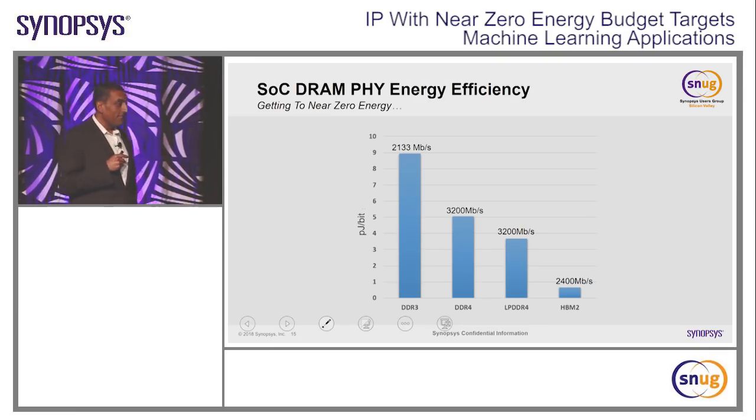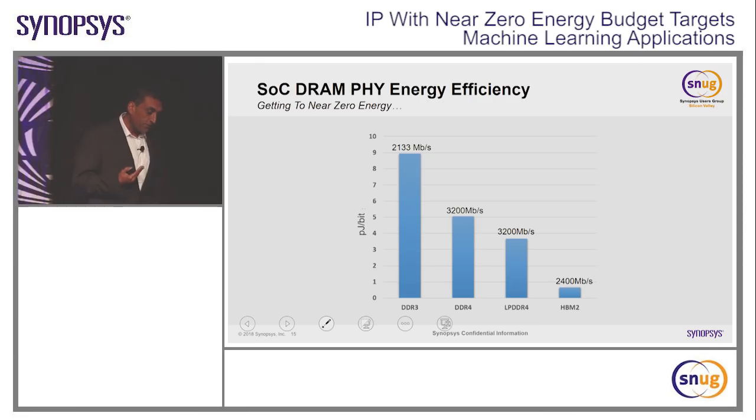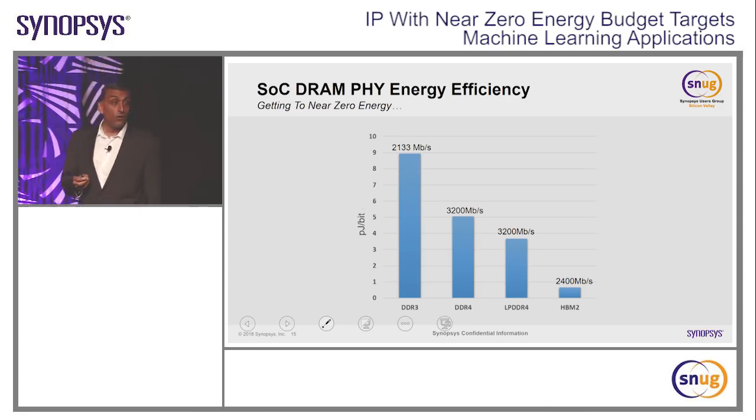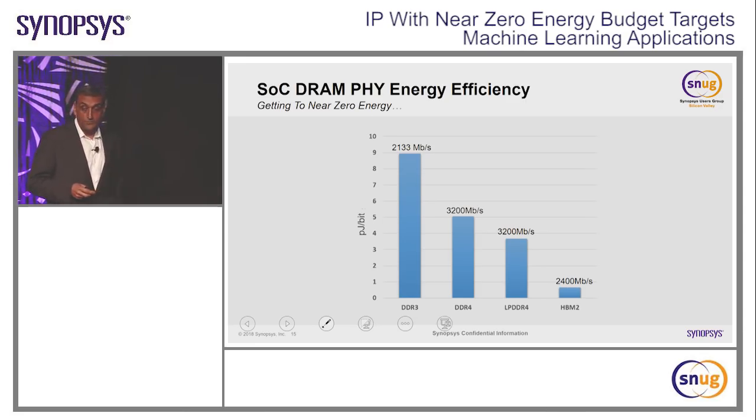So let's compare this in terms of the goal, which is near zero energy. Okay? So this is a very interesting comparison of the SoC DRAM PHY energy efficiency between DDR generations and HBM. Just to give you a bit of background, the energy efficiency of the SDRAM is the energy consumed to read or write one bit of data from or to the DRAM. This is typically expressed in picojoules per bit or milliwatts per gigabit per second.